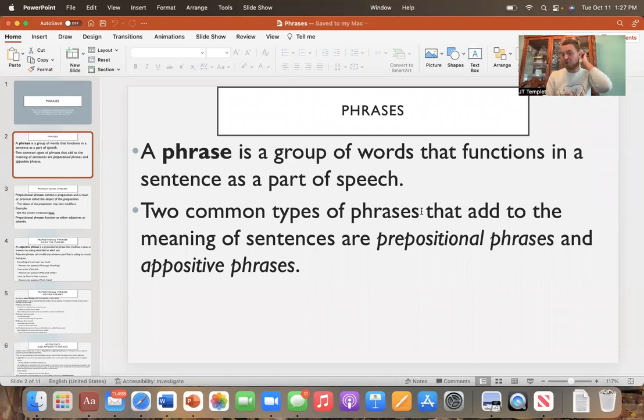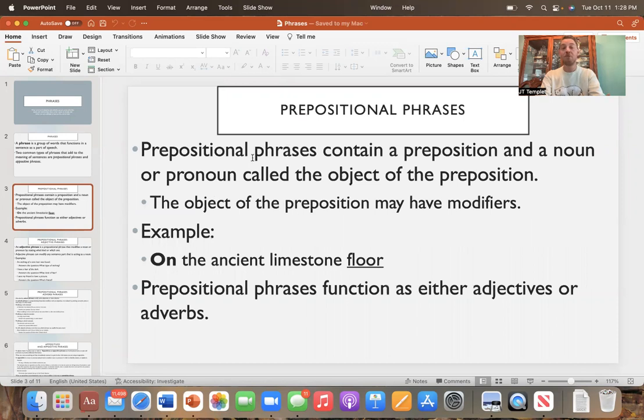We're going to look at about 5 phrases today, but the first that we're going to look at are prepositional phrases and appositive phrases. Prepositional phrases contain a preposition and a noun or pronoun called the object of the preposition. And that object, that noun or pronoun, may have modifiers itself. So for example, here's a sample from a sentence: on the limestone floor. On is our preposition, right?